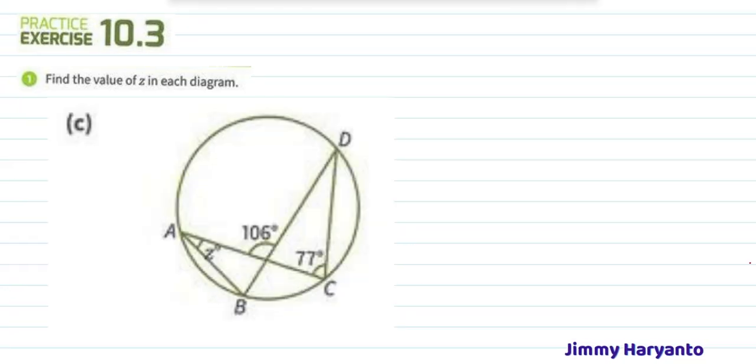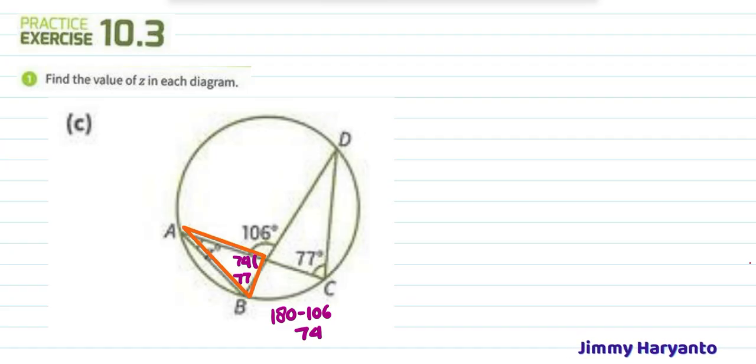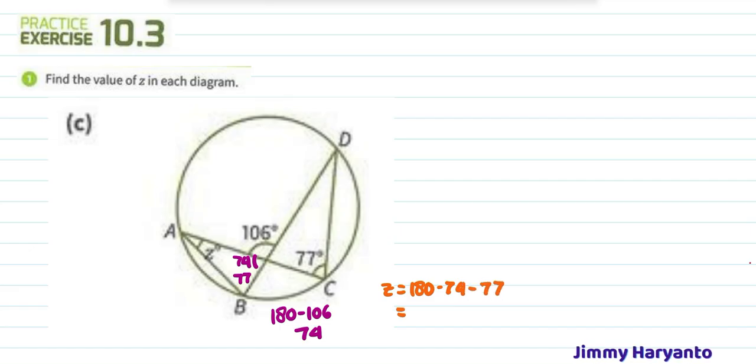Okay, next is 1C. For 1C, we have the angles in the same segment, which is this one. That means this one is also 77, and then I can find this one also. It's 180 minus 106 equals 74. This one is 74, and then using the triangle I can get the Z. So Z equals 180 minus 74 minus 77, and the answer is 29.